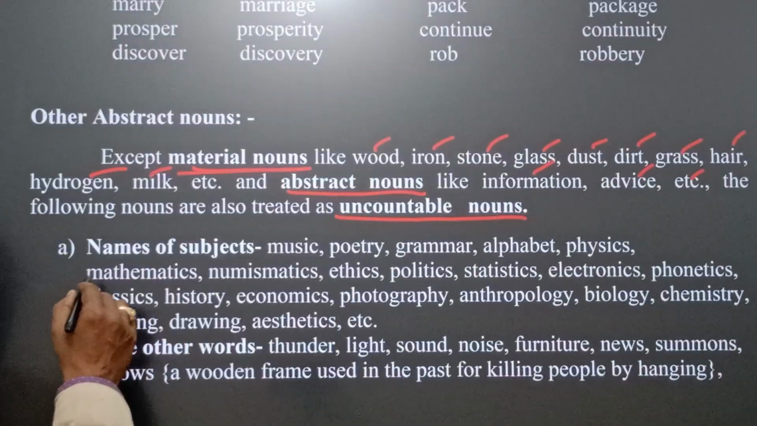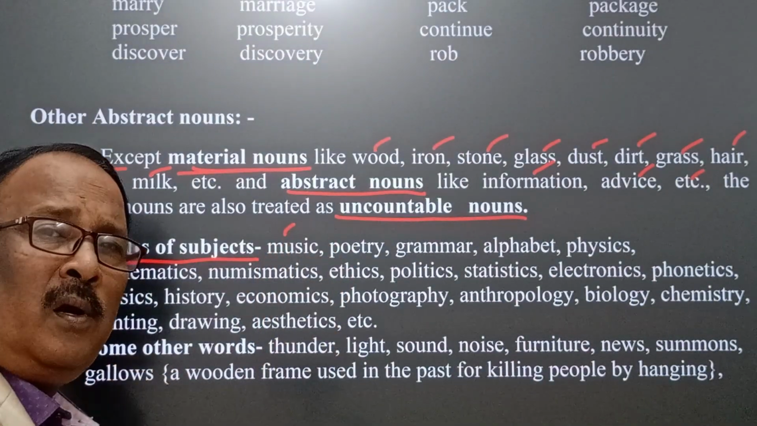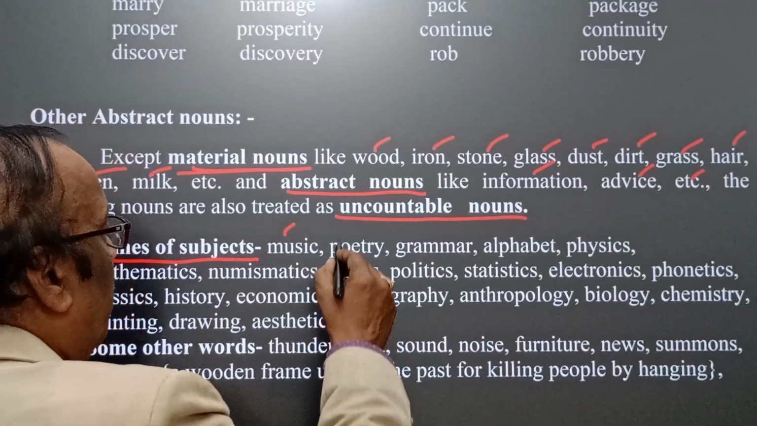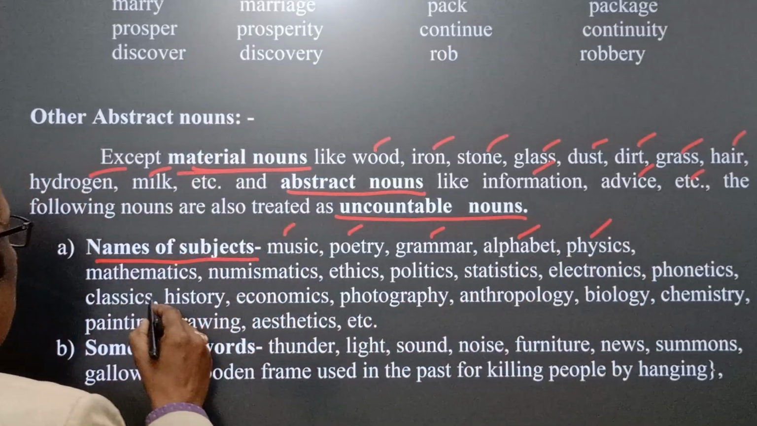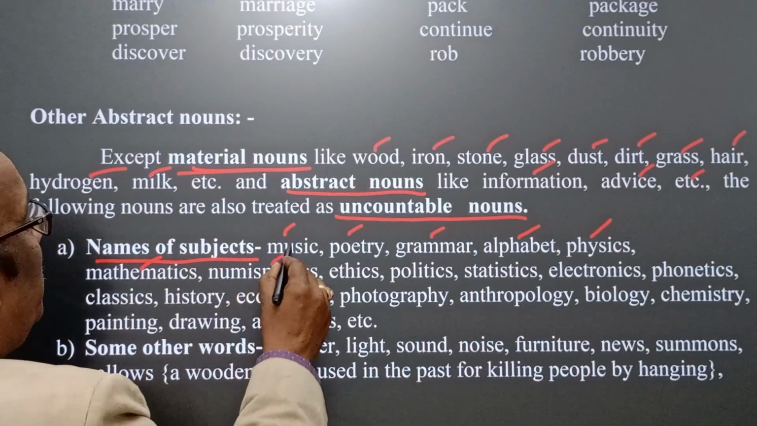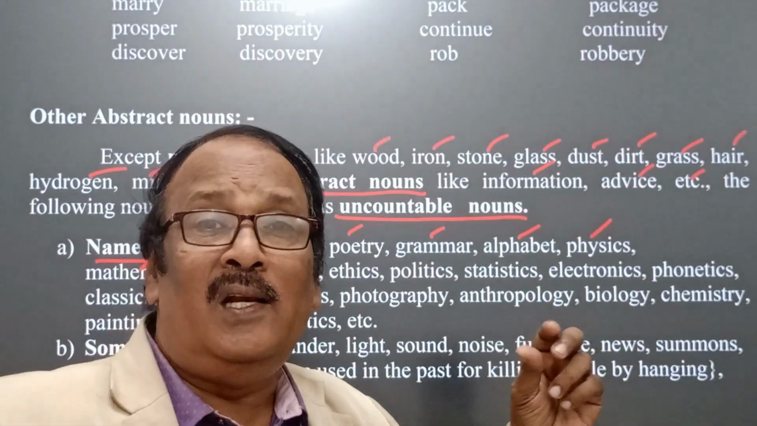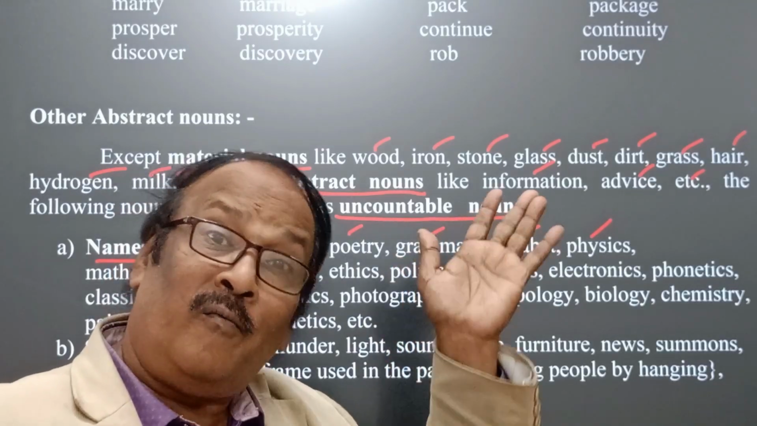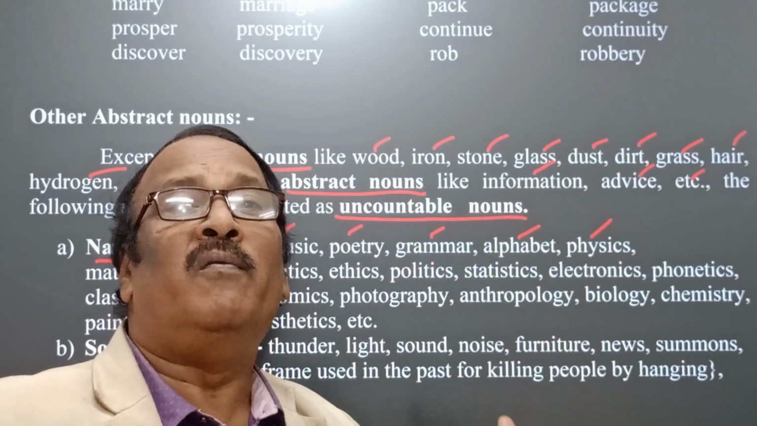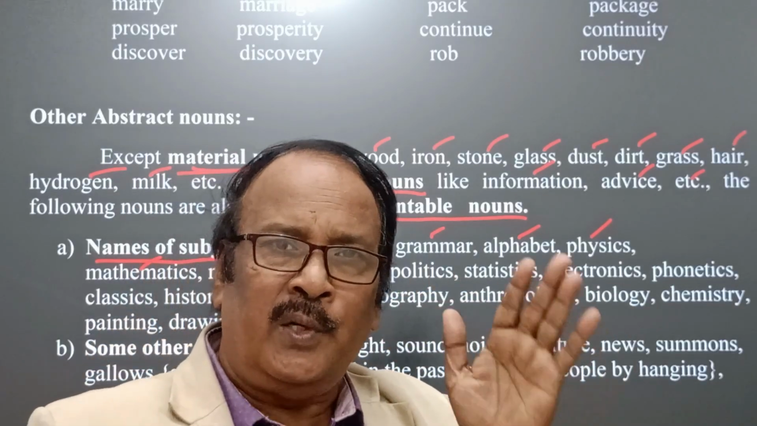We have to know names of subjects. Remember, music. We cannot count music. Yes, poetry, grammar, alphabet, physics, mathematics, numismatics. Numismatics means a study which deals with coins, yes, medals of ancient and medieval period. Part of ancient history, medieval history. Okay.